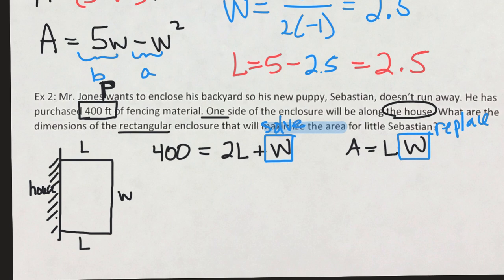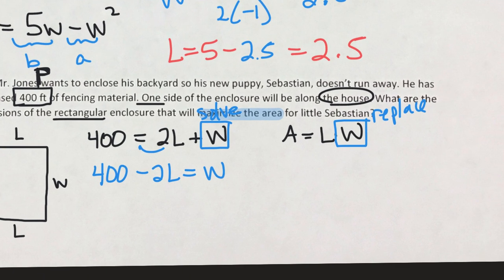W is mathematically easier to solve for than L. By simply subtracting my 2L from both sides, now I have solved for W, right? There's no division whatsoever. So it's okay if you wanted to solve for L. There's nothing wrong with that. You would just have to deal with some fractions, right? Because you have W divided by 2.